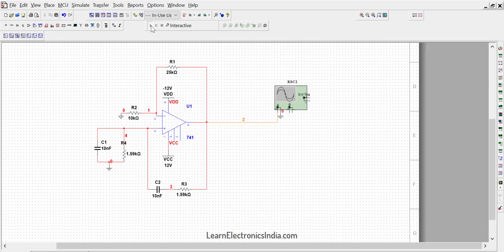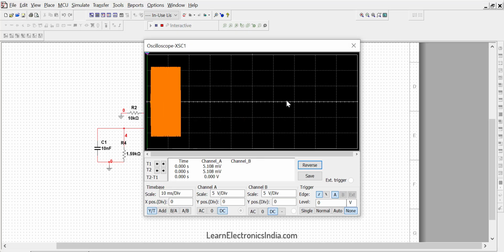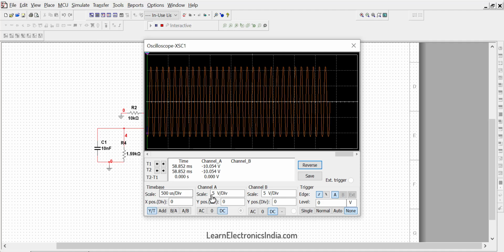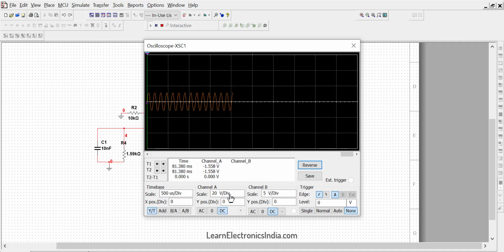Now let's observe the output. The output is a sine wave of 10 kHz frequency. To change the frequency of the sine wave, we can vary the value of R and C. We can use these three circuits along with other supplementary circuits to make our very own function generator.